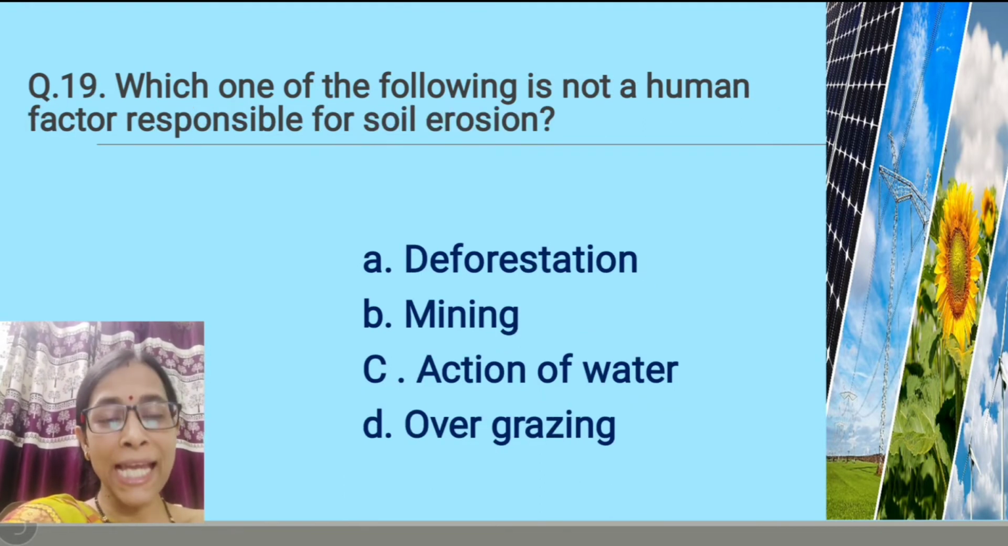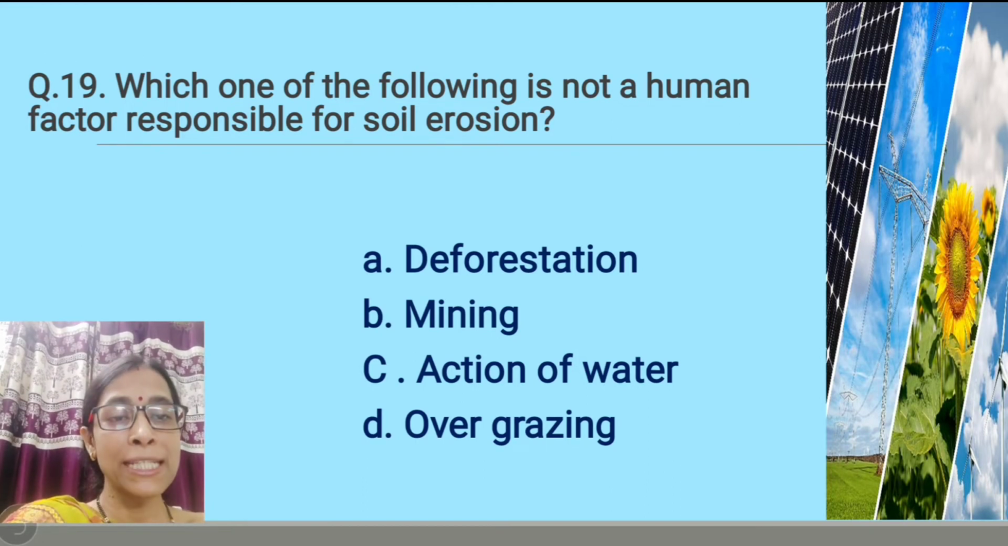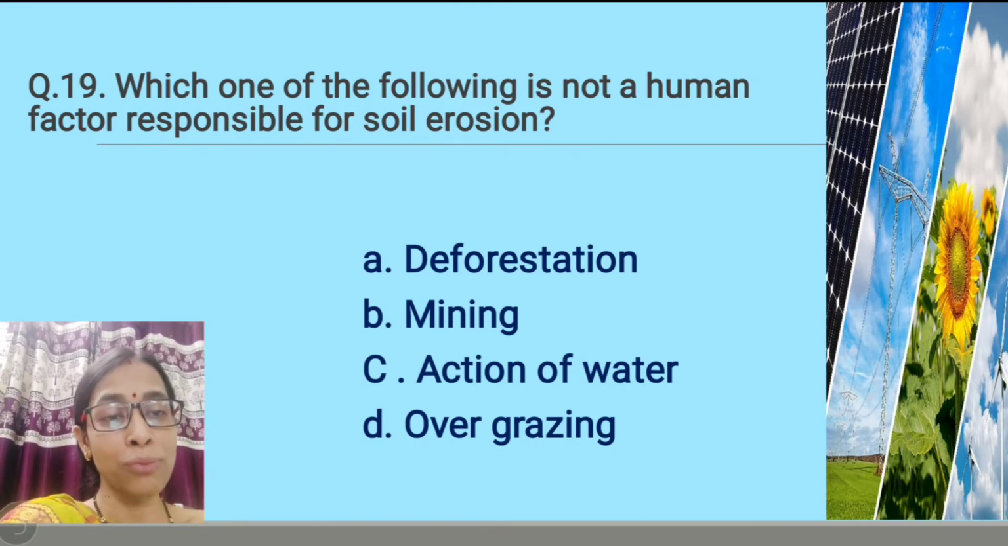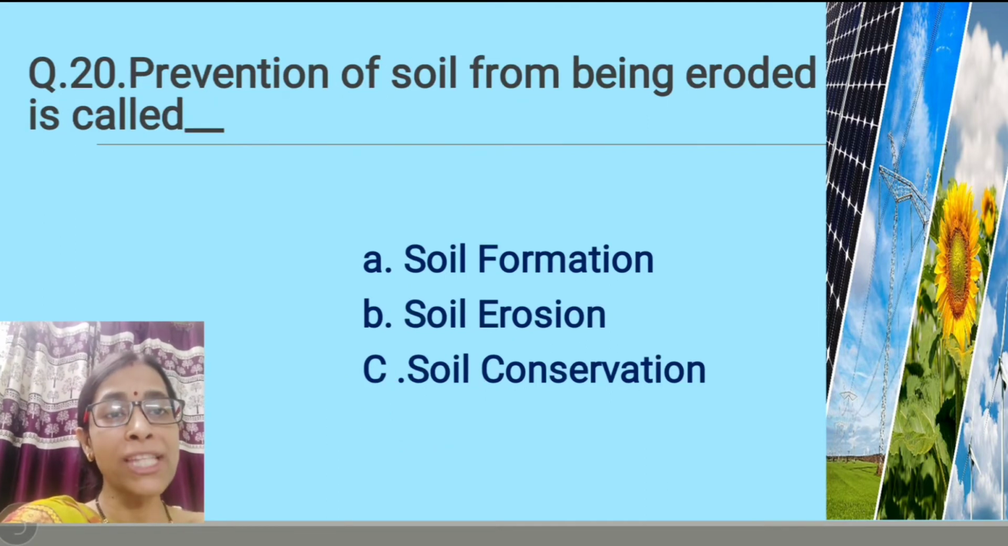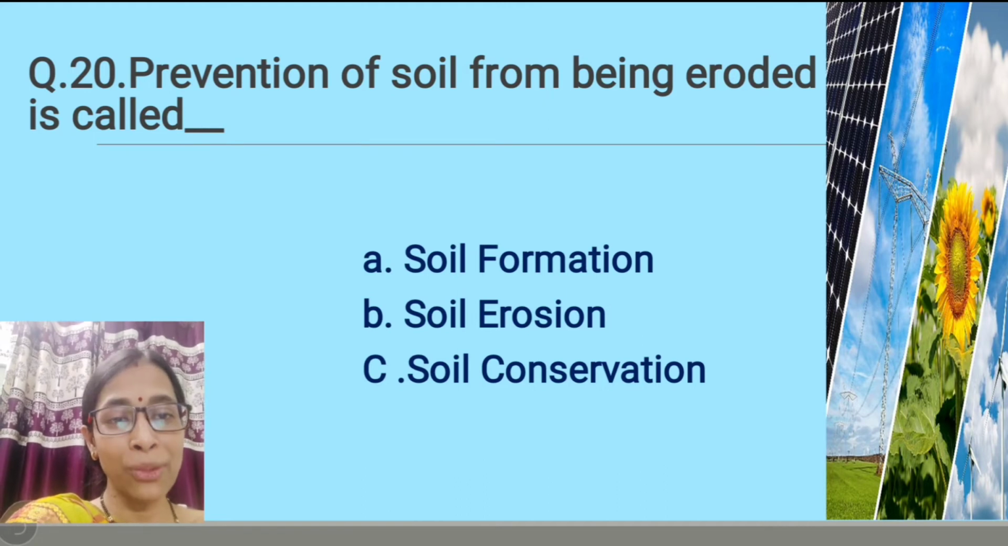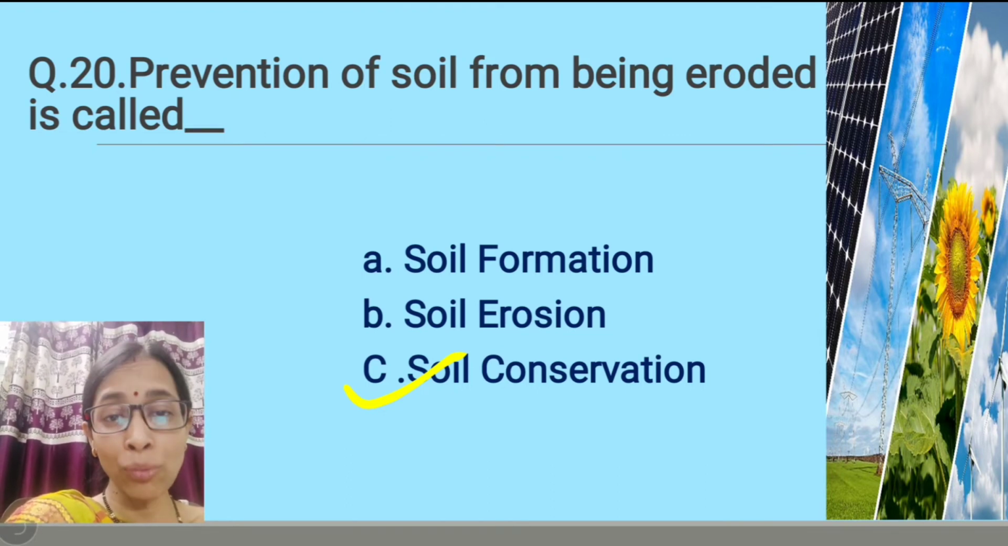Then question number 19. Which one of the following is not a human factor responsible for soil erosion? Deforestation, mining, action of water and overgrazing. The correct answer is action of water. This is natural. It's not a human factor. Question number 20. Prevention of soil from being eroded is called soil formation, soil erosion, soil conservation. The correct answer is option number C, soil conservation. Here we are preventing the soil from being eroded away, from being washed away.